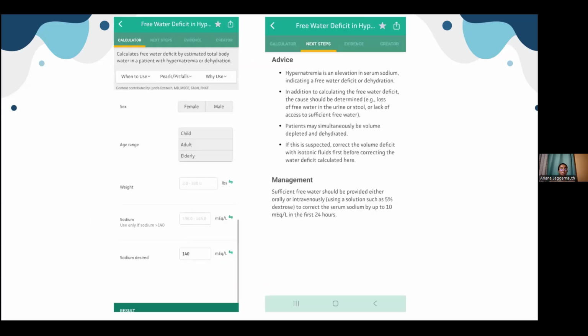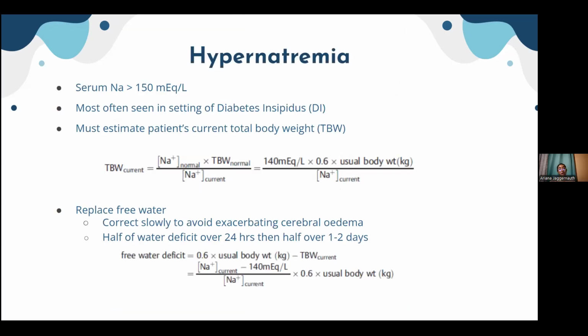So this here is just a screenshot of the free water deficit calculator by MD Calc. So you can see here that it takes into consideration a few factors. So the sex of the patient, whether they're male or female, their age, their weight. It calculates in either pounds or kilograms. You can adjust it to suit the sodium levels of the patient and the level of sodium desired. So once you input the values, it calculates the fluid deficit for you, and you replace it by just going back to the previous slide, a half of the water deficit over 24 hours, and then the other half over the next 1 to 2 days.